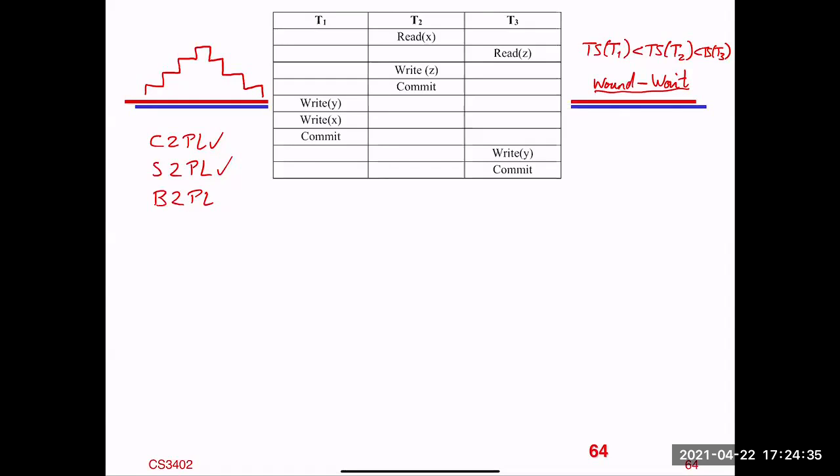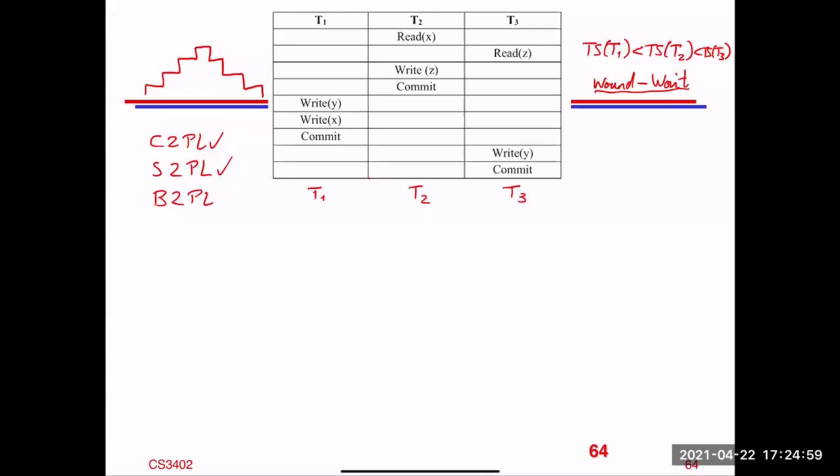To avoid having a deadlock, because if we don't use wound-wait, if we're just using basic two-phase locking, we're also going to run into a deadlock. All right, so let's see what happens here. And maybe I'll just write this down here again.